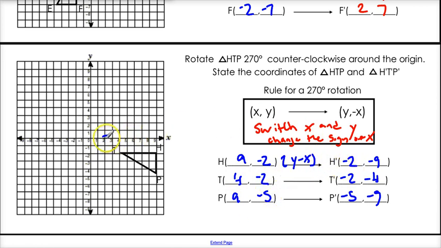If you graph these, you should get -2, -9. Okay, that's our H prime. T is -2, -4. That's our T prime. And your P prime is -5, -9. Right over here. And if you look at that, that is three turns around the origin going to the left, so it's counterclockwise.